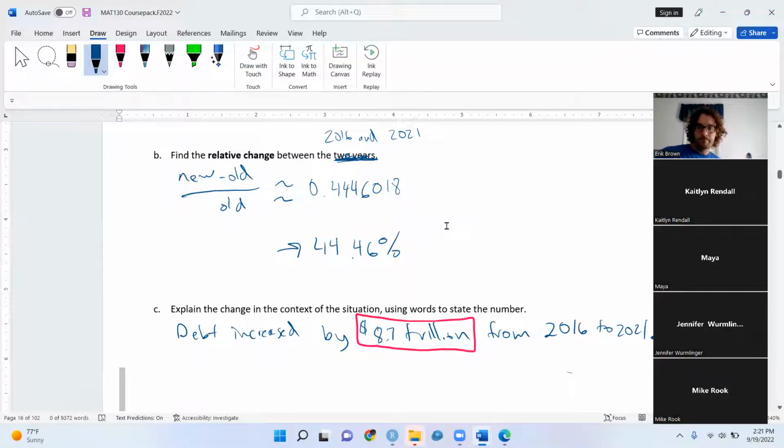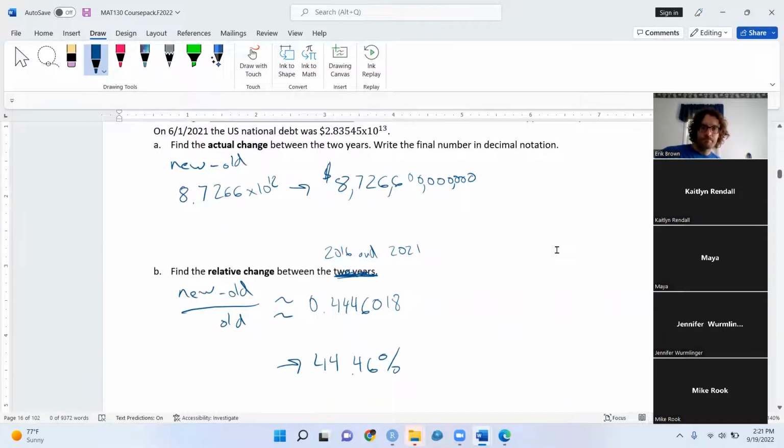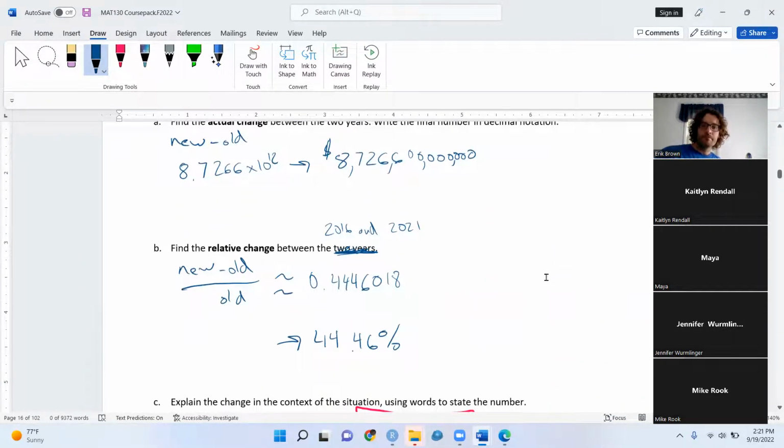Because the wording, I think, screws me all up. If it asks for the actual difference, then you subtract new minus old. And if it's asking for relative distance or difference, you divide. You do new minus old divided by old. Yeah.